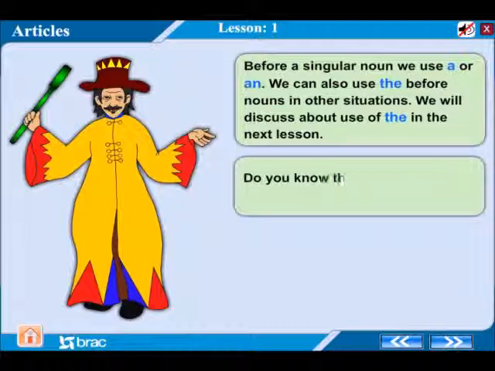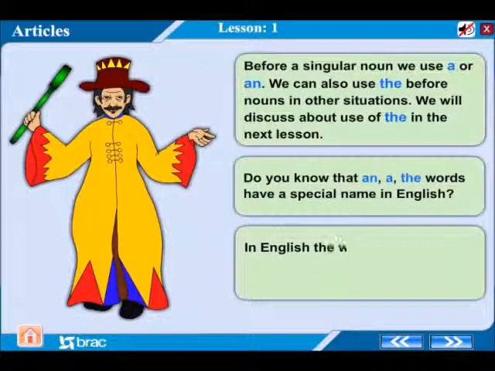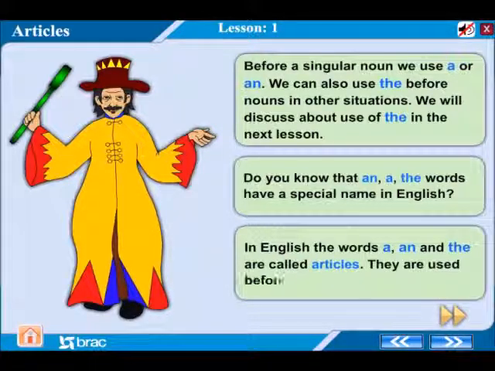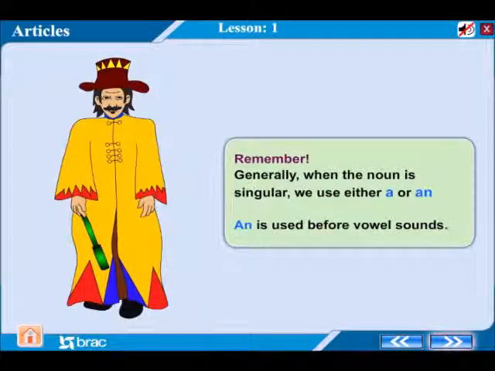Do you know that the words a, an, the have a special name in English? In English, the words a, an, and the are called articles. They are used before nouns. Remember, generally, when the noun is singular, we use either a or an. An is used before vowel sounds.